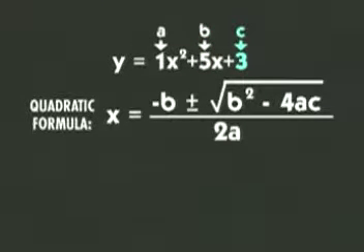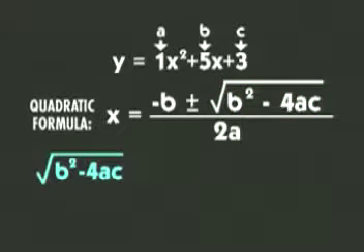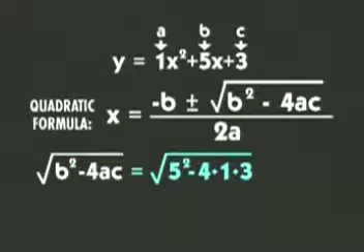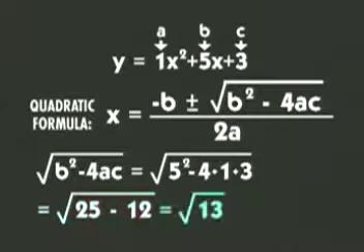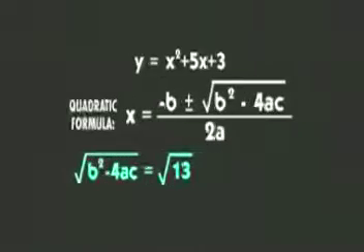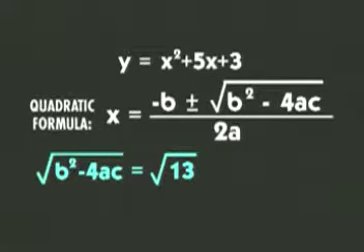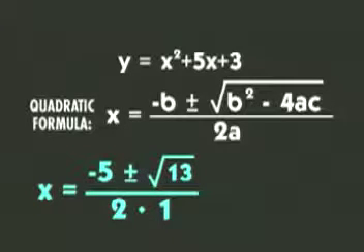Now, to make things a little easier, before we substitute all these into the quadratic formula, let's just compute the part inside the square root. b squared minus 4ac, which equals 5 squared minus 4 times 1 times 3, which equals 25 minus 12, which equals 13. The rest of the formula is now easier to manage. We have x equals negative 5 plus or minus radical 13, over 2.